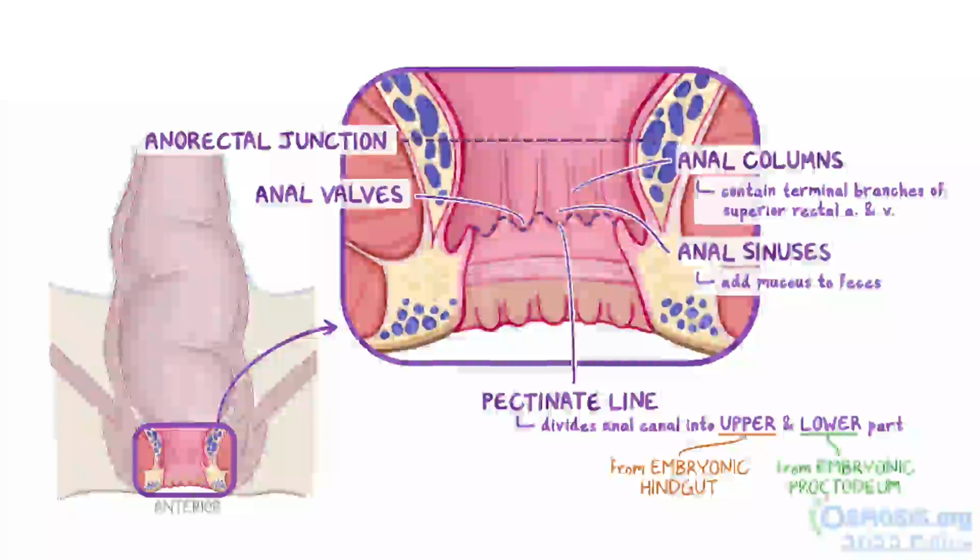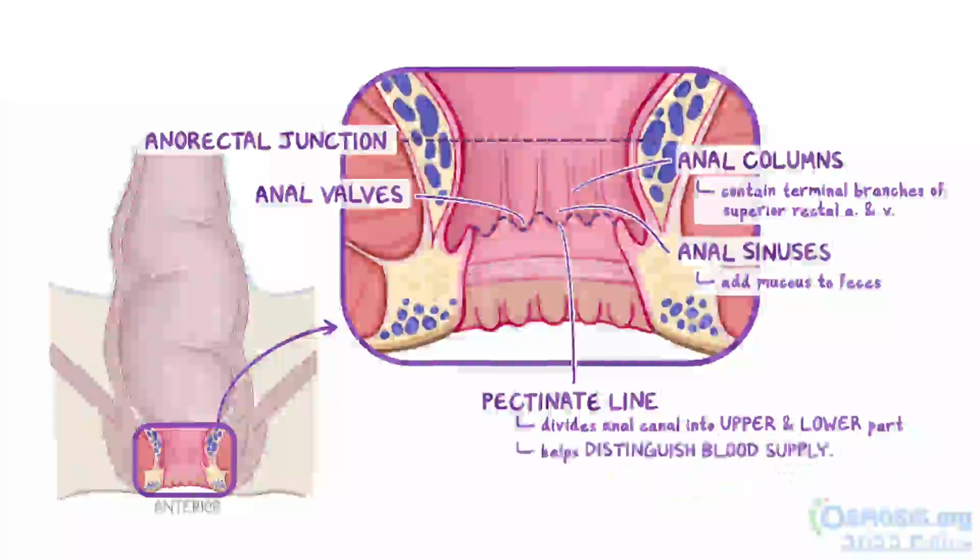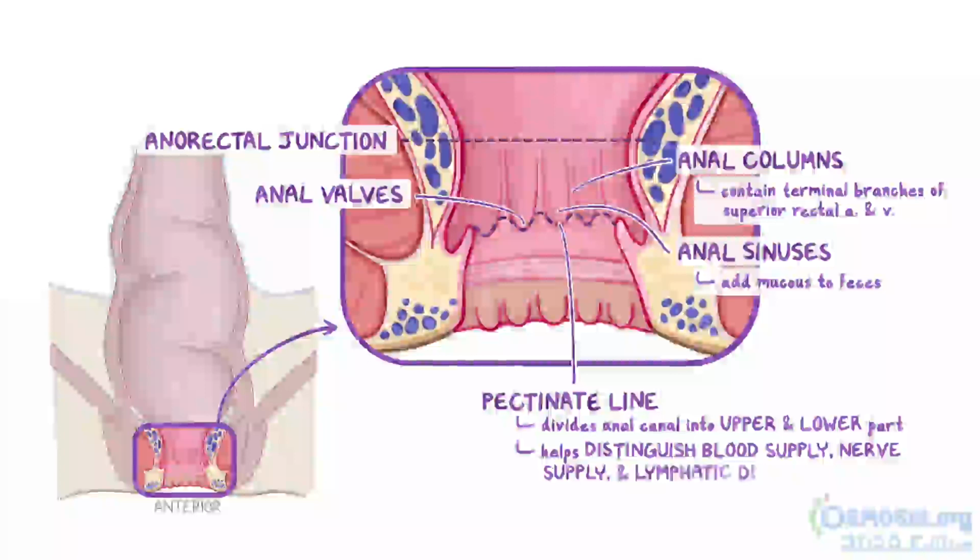For this reason, the pectinate line is an important feature to help distinguish the blood supply, nerve supply, and lymphatic drainage patterns in the upper and lower parts of the anal canal. First, let's discuss some general patterns, and then we'll talk about some exceptions.